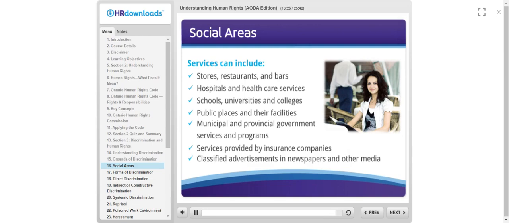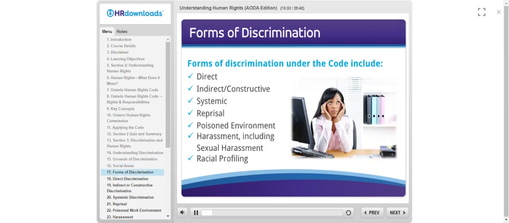And finally, every person has a right to be treated equally in a vocational association, such as a union or professional group. The Human Rights Code outlines basic forms of discrimination. These forms of discrimination under the Code include direct, indirect, constructive, systemic, reprisal, poisoned environment, harassment including sexual harassment, and racial profiling. We will cover these forms of discrimination in detail over the next few slides.